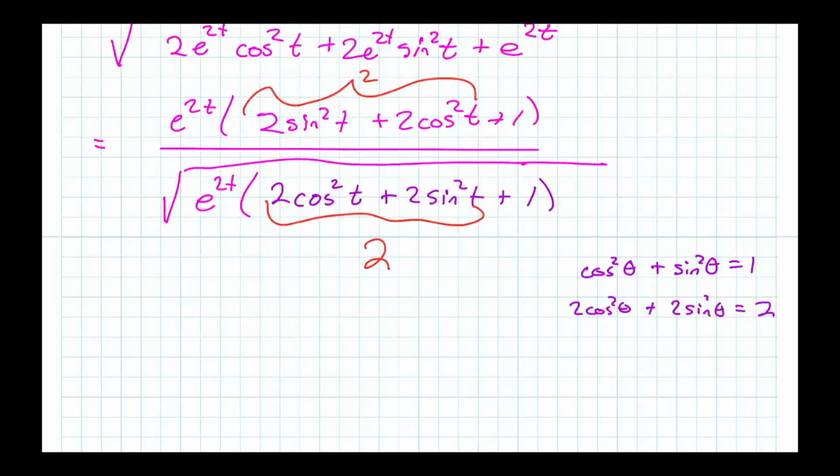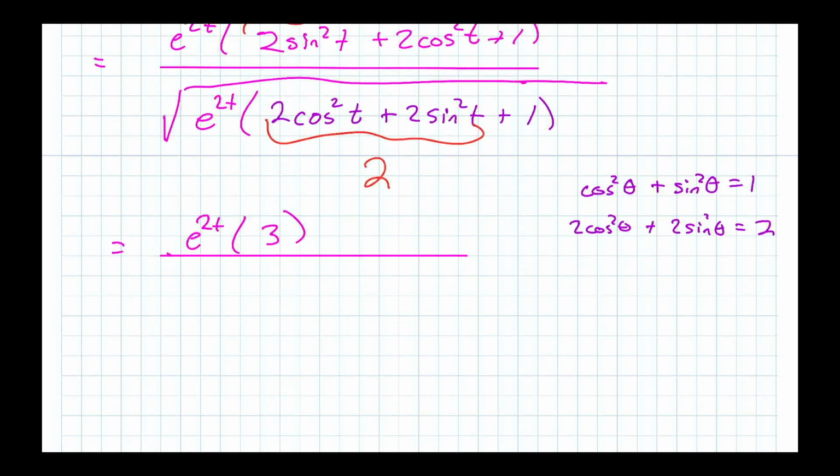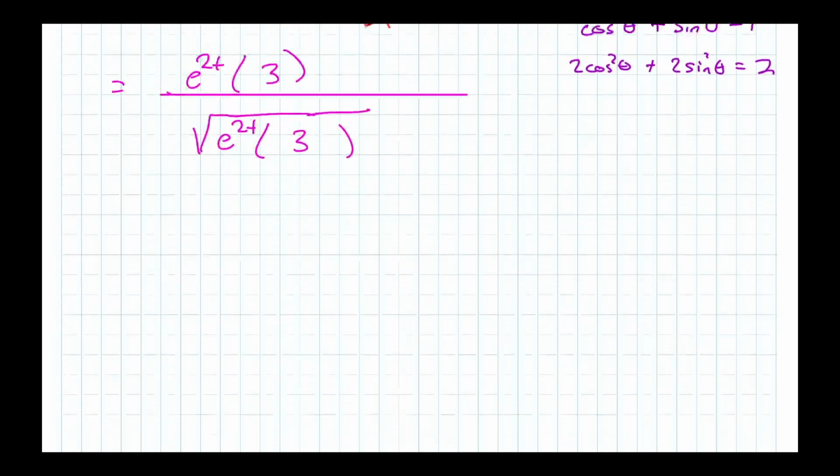So when you work this out, on the top we simply have e to the 2t, and then in those parentheses, we just have 2 plus 1, literally just 3 there. And in the denominator, basically the same thing. You've got e to the 2t, and then this is 2 plus 1, which is 3. Okay?